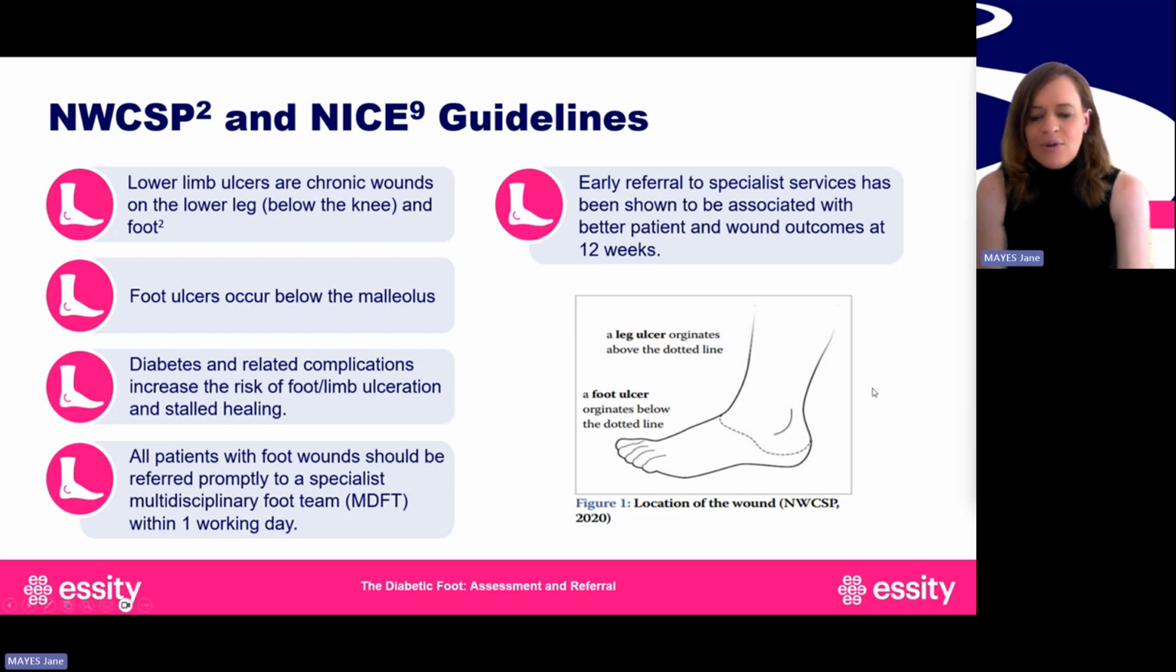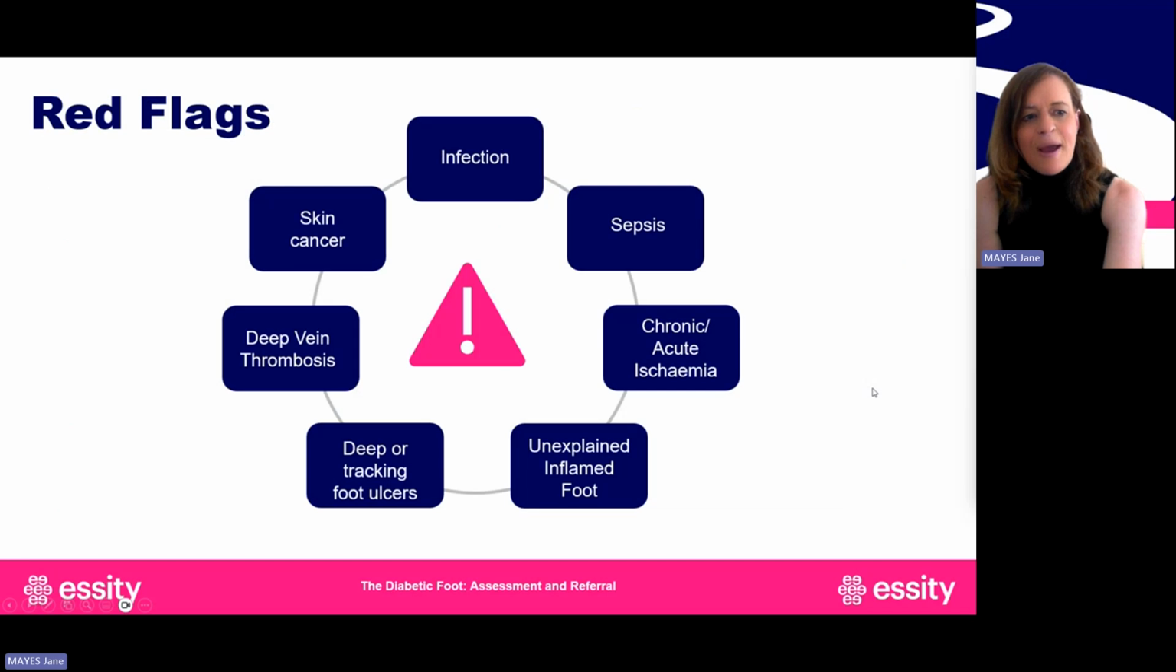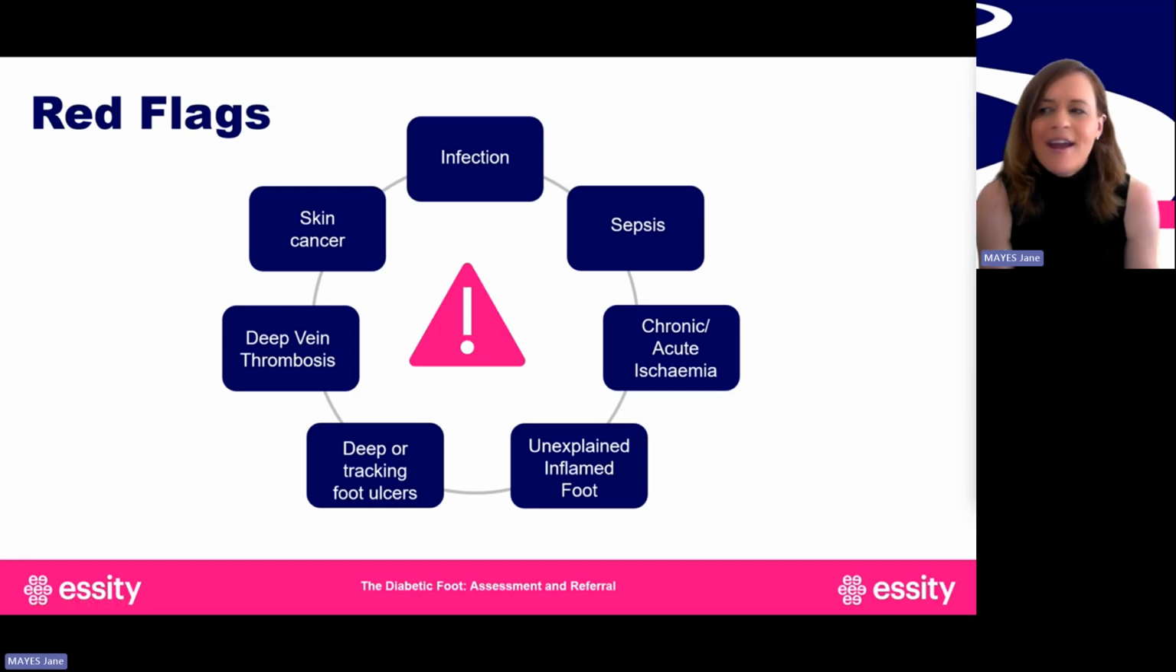So with regards to the closing slides, it's all about what our red flags are. What are our red flags to making sure we escalate our patients? Infection and sepsis links to that. So that's spreading systemic infection, chronic limb-threatening ischemia, unexplained inflammation of the foot that could link to Charcot foot, ulcers, deep tracking, and lower limb vascular issues and skin cancers. Those are red flags that fit in the National Wound Care Strategy. Bizarrely, we're talking about diabetic foot, and we've got DVT and skin cancers in there.